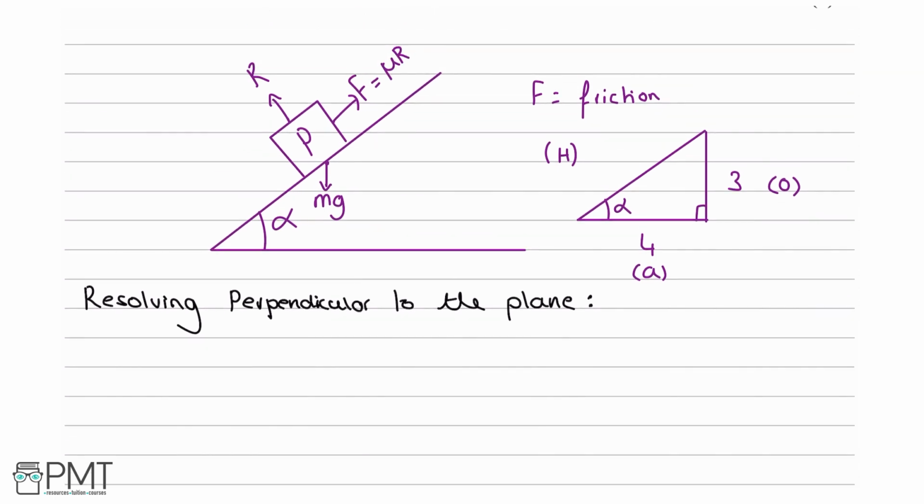Now, if you are given a weight of mg, the perpendicular component is going to be mg cosine alpha. I'm going to draw a diagram now to show why that is the case.